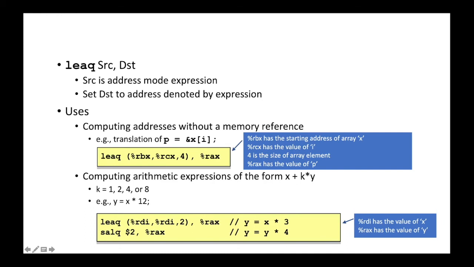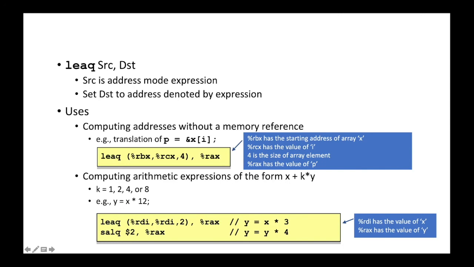Let's take a look at an example of p = &x[i]. This C statement is compiled to leaq (%rbx,%rcx,4), %rdx instruction. At the end of the execution, the RDX register is updated with just a memory address computed from the source operand, not a value from the memory read. This is one of the examples where the scale factor becomes really handy.